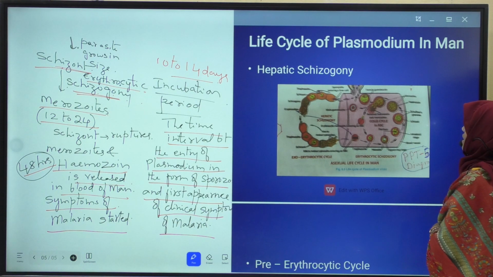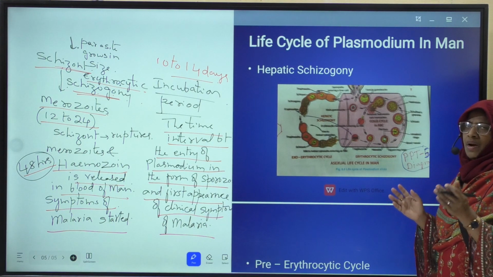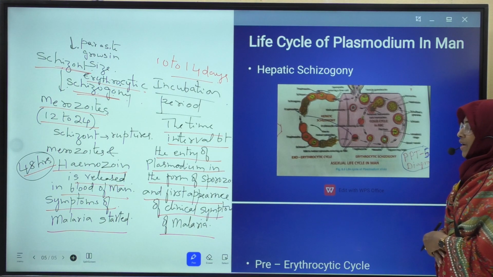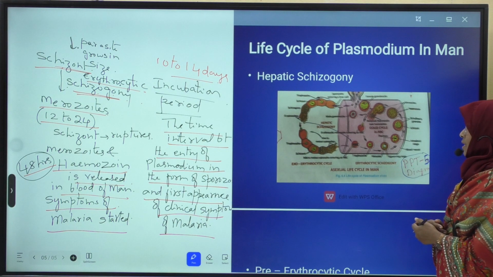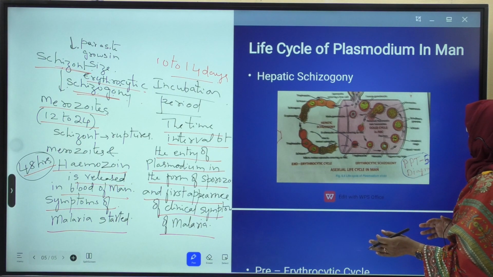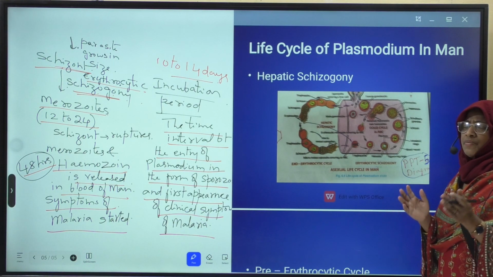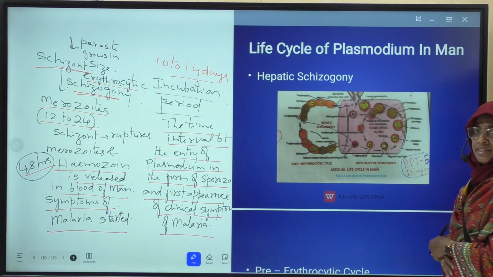In the trophozoite stage, a vacuole is developed. Later this vacuole enlarges in size and pushes the nucleus and cytoplasm to the periphery. This stage resembles a finger ring. Hence it is called signet ring stage.